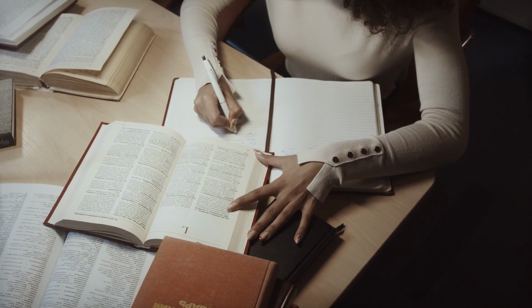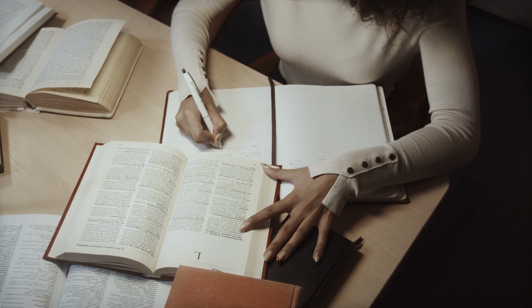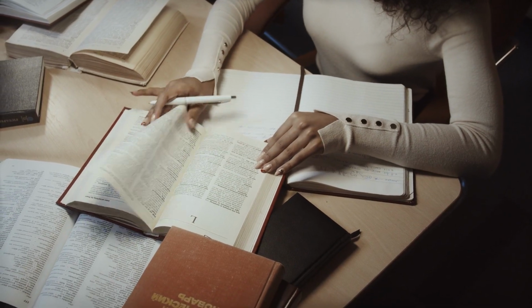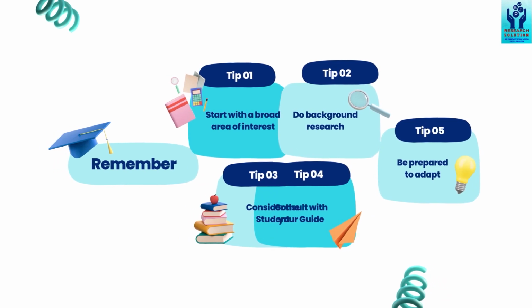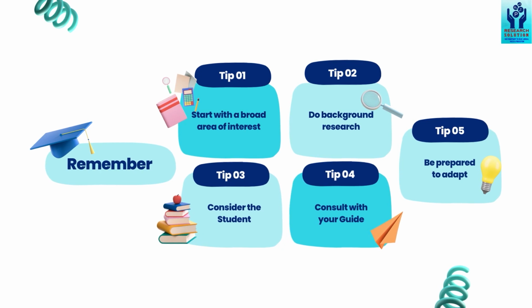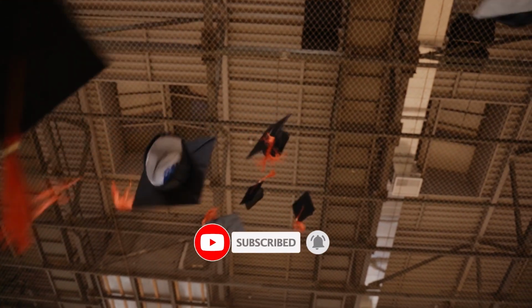In conclusion, choosing a research topic for a dissertation or thesis can be a challenging process, but by following these tips you can choose a topic that is both interesting and feasible. Remember to start with a broad area of interest, do background research, refine your research question, consult with your supervisor, and be prepared to adapt as you go along. With these tips, you will be well on your way to choosing a research topic that will lead to a successful dissertation or thesis.